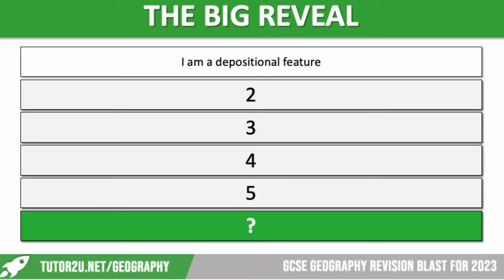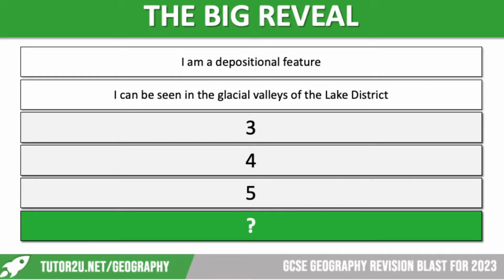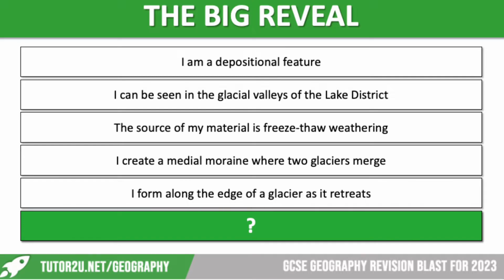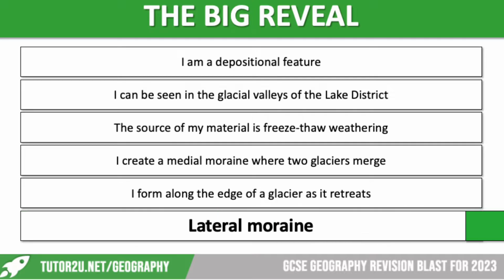Number 1, I'm a depositional feature. Number 2, I can be seen in the glacial valleys of the Lake District. Number 3, the source of my material is freeze-thaw weathering. Number 4, I create a medial moraine where two glaciers merge. And number 5, I form along the edge of a glacier as it retreats. What am I? I'm a lateral moraine. Well done if you got that correct.